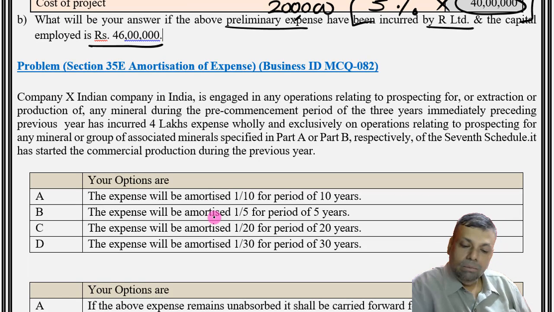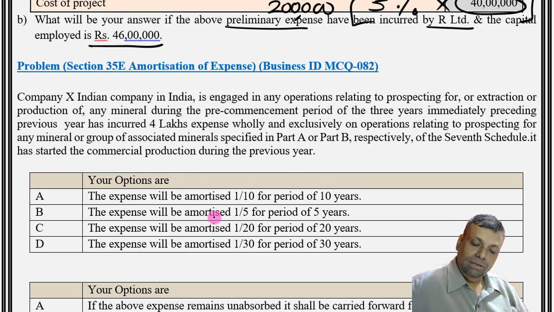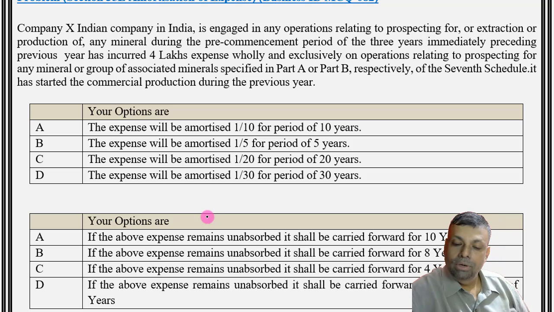The company X, an Indian company in India, is engaged in the operation relating to prospecting for or extraction or production of mineral. During the pre-commencement period of 3 years immediately preceding the previous year, it had incurred 4 lakh expense wholly and exclusively on the operation relating to the prospecting of any mineral or a group of associated minerals specified in Part A, Part B respectively of the 7th schedule. It has started commercial production during the previous year. Your options are: the expense will be amortized 1/10 over a period of 10 years, 1/5 for 5 years, 1/20 for 20 years, and 1/30 for 30 years.